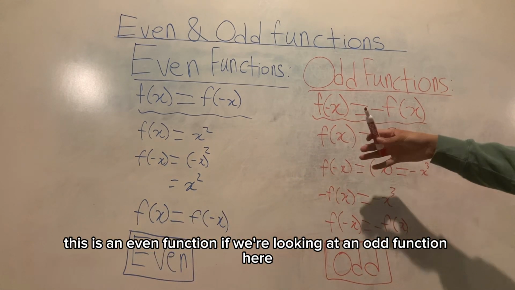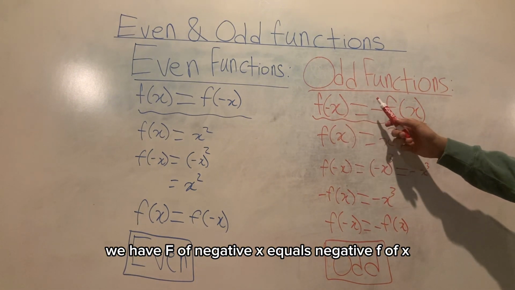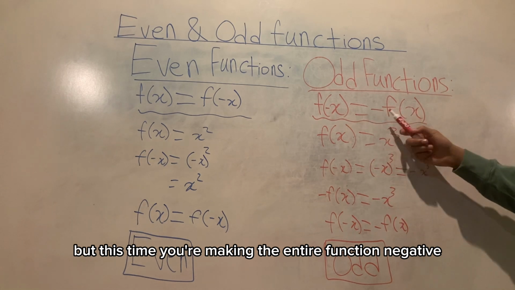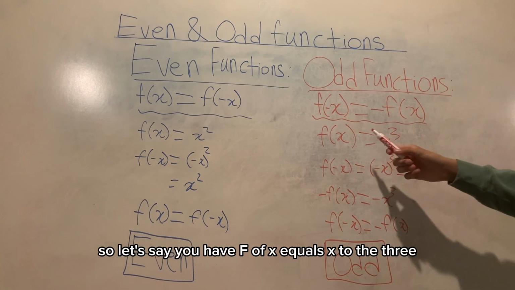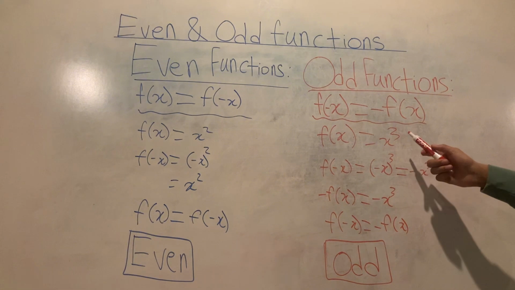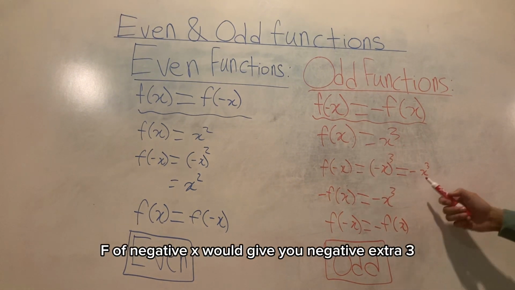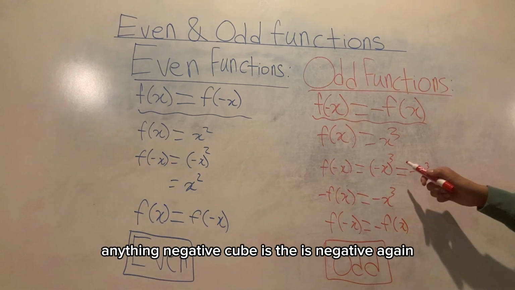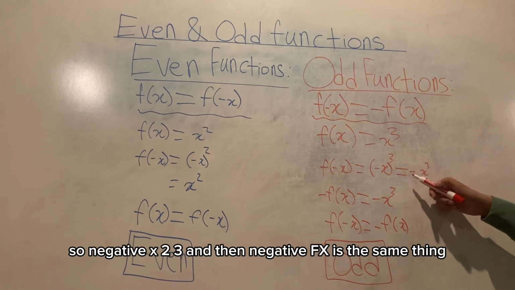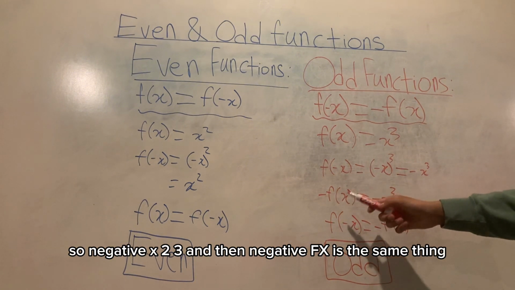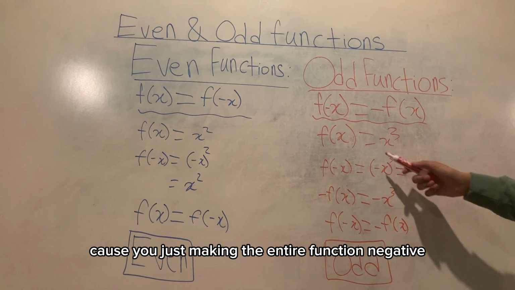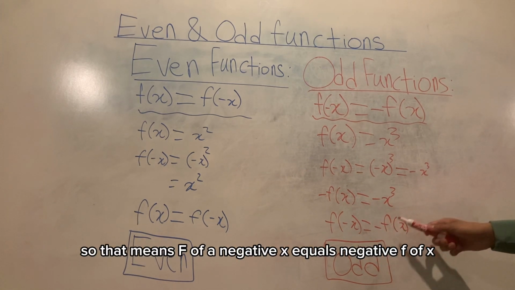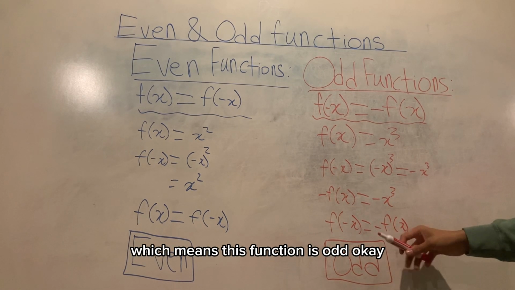If we're looking at an odd function, we have f of negative x equals negative f of x. So this is the same thing, but this time you're making the entire function negative instead of just the x values. So let's say you have f of x equals x to the 3. F of negative x would give you negative x to the 3, because negative x cubed, anything negative cubed, is negative again. And then negative f of x is the same thing, because you're just making the entire function negative. So that means f of negative x equals negative f of x, which means this function is odd.